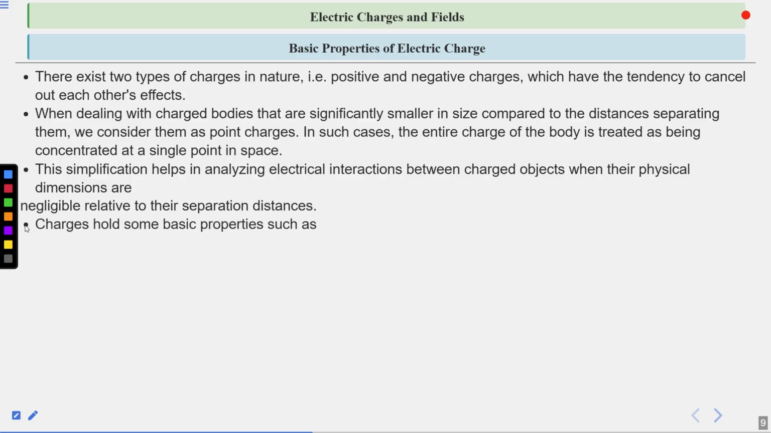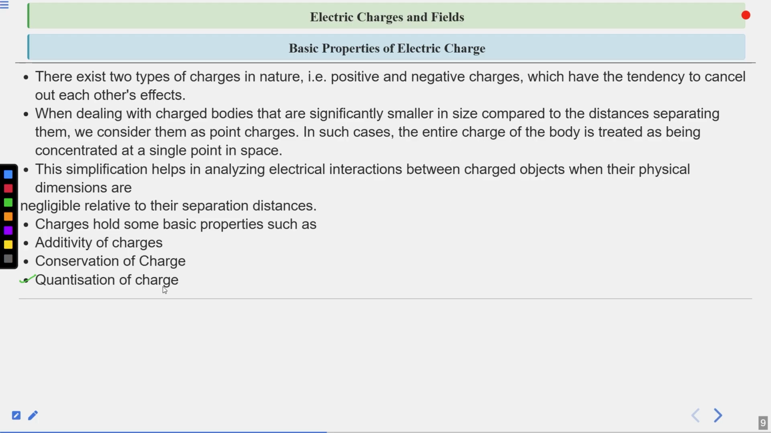Next, charges hold some basic properties such as additivity of charges, where we can add charges easily, conservation of charge, and quantization of charge. All are very important. Additivity of charge, conservation of charge, and quantization of charge are the basic properties of electric charge. I hope this is clear.